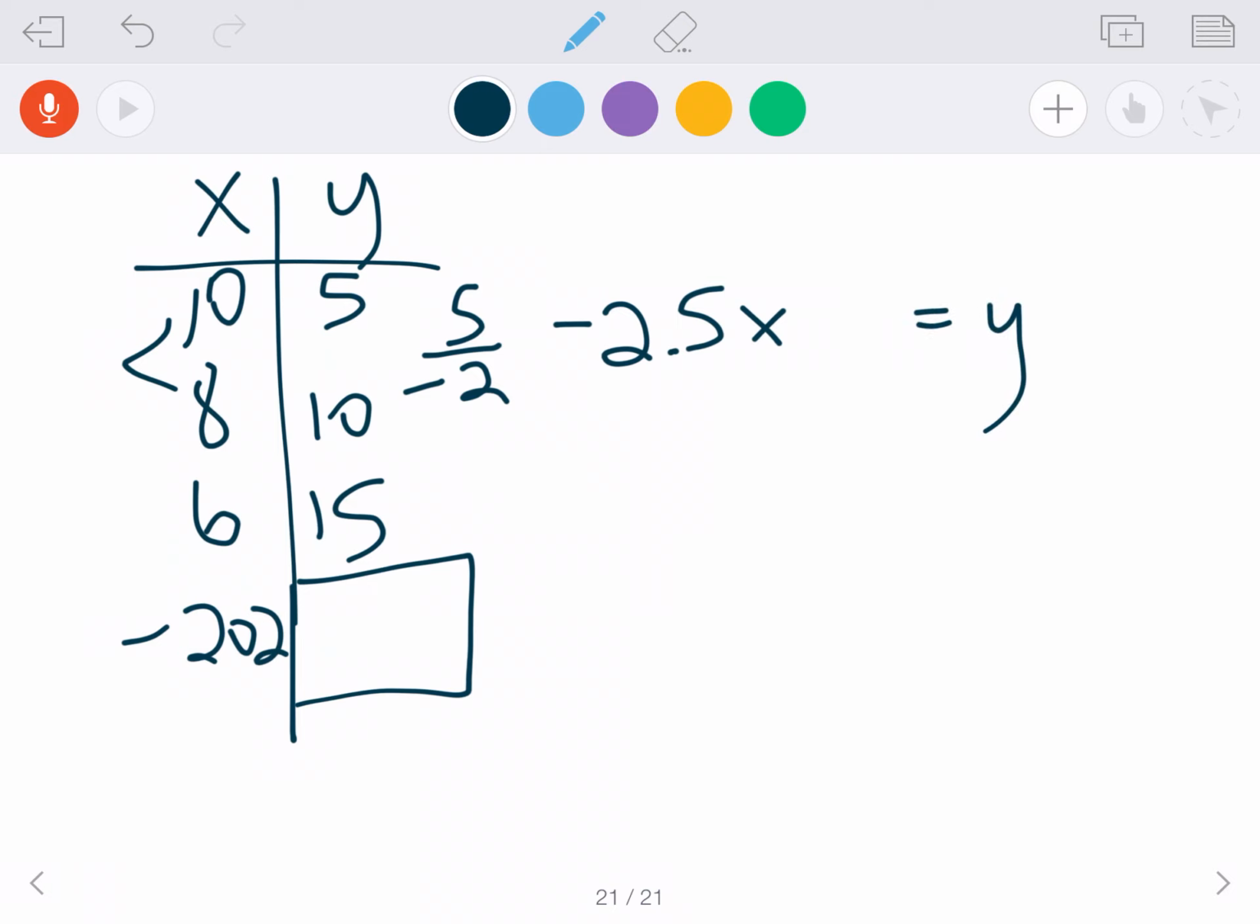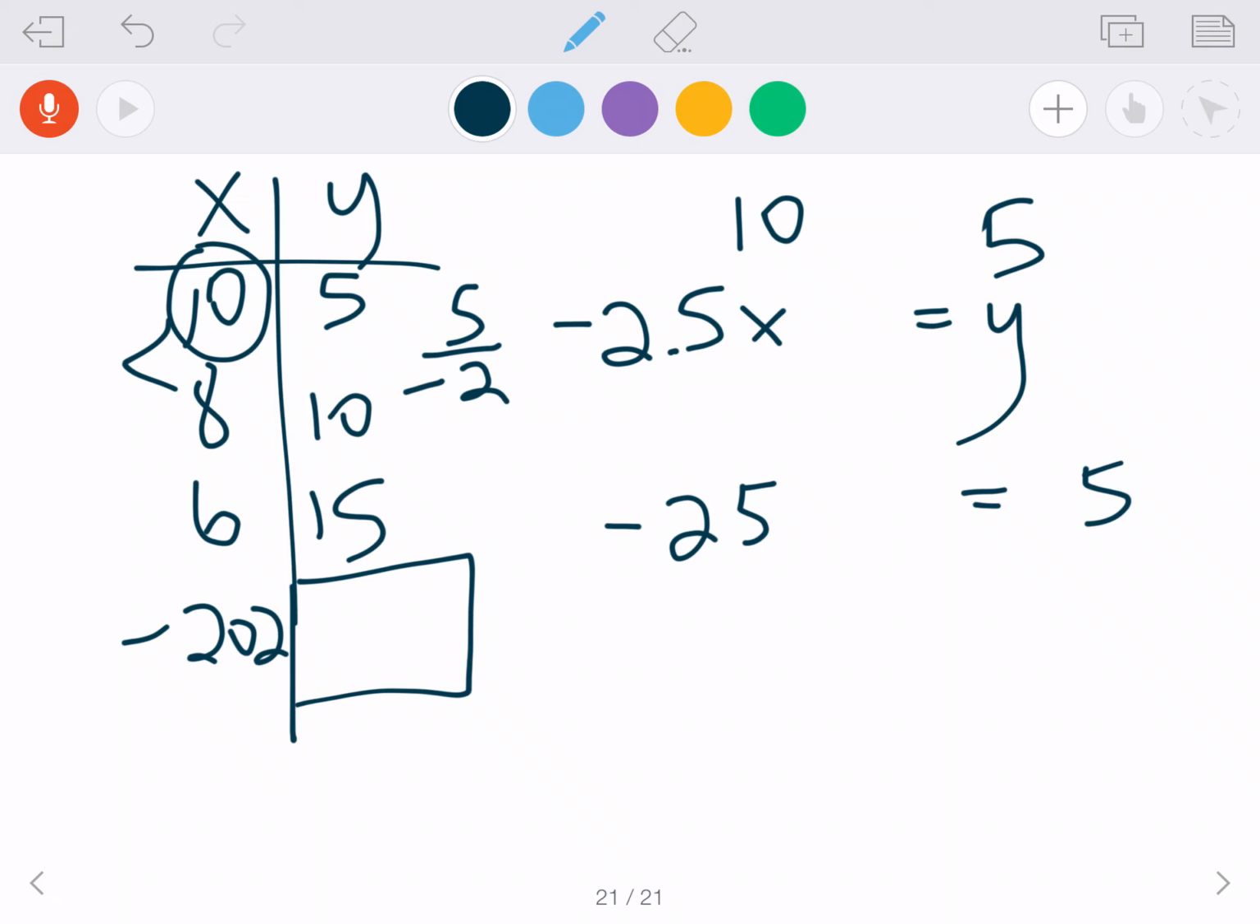All right. So we have to figure out how did this 10 become that 5. On the left-hand side, you have negative 2.5 times 10, which is pretty basic, really. It's 25. And because it's a negative times a positive, it's negative 25. And that has to equal 5.